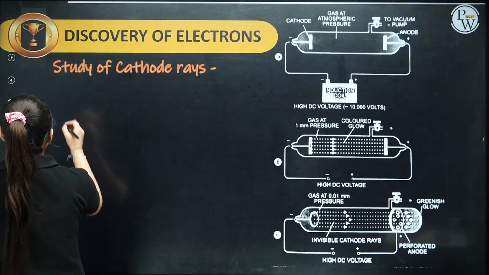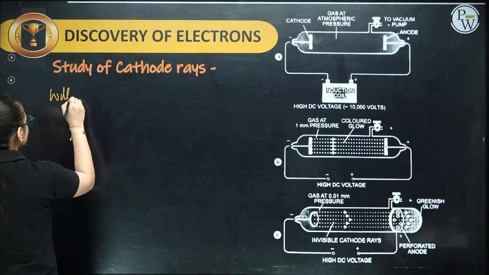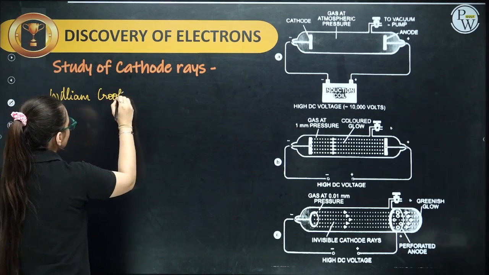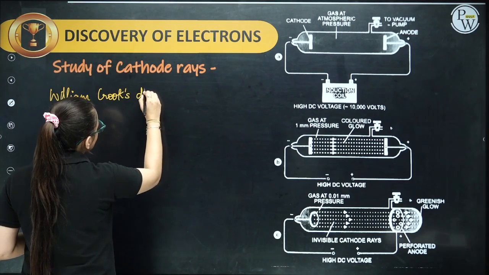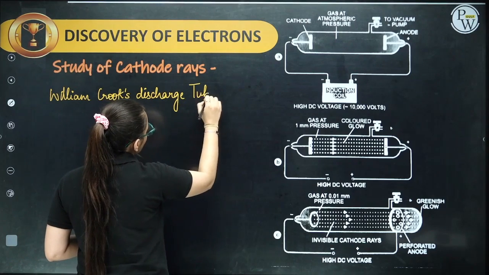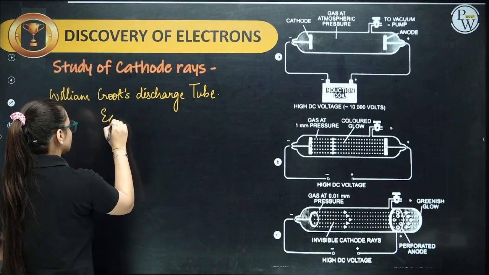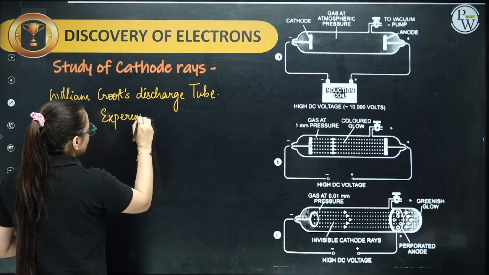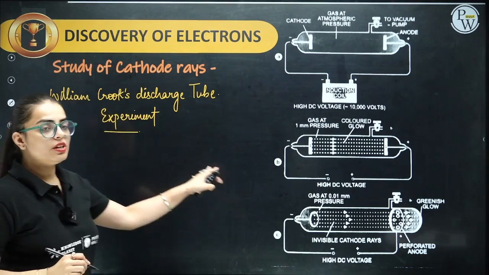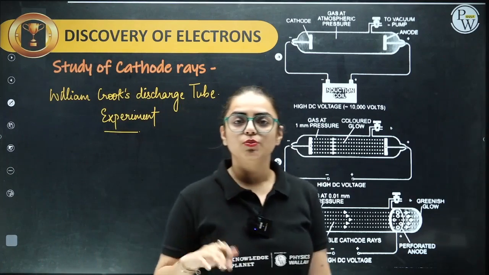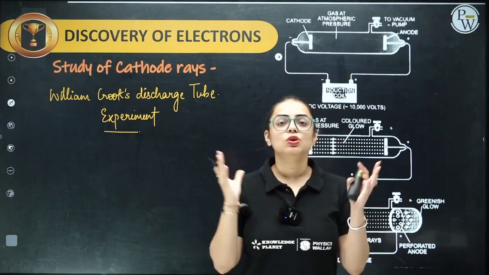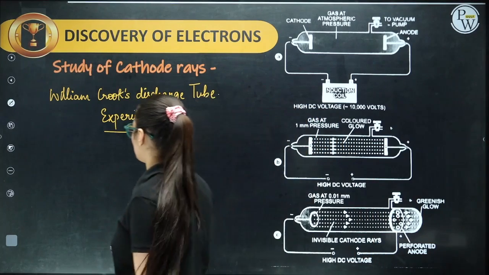What was the experiment, students? It was the William Crookes discharge tube experiment. Now what actually happened in this particular experiment? Why have I written William Crookes discharge tube experiment? Because William Crookes, the scientist, performed this experiment, the study of cathode rays. He took a Crookes tube.